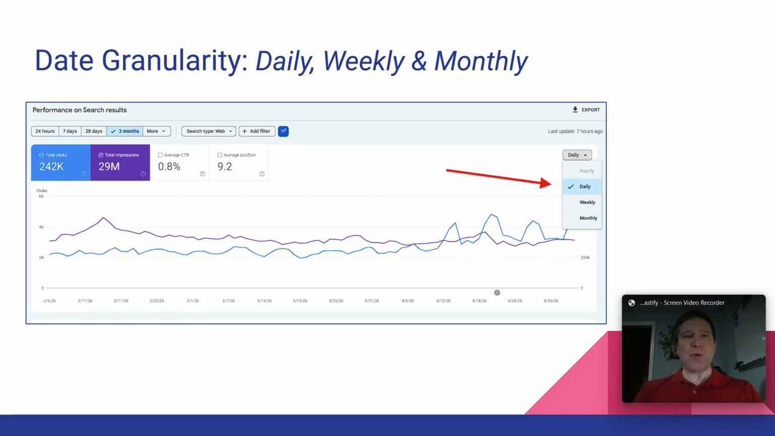So date granularity, if you look on the right-hand side, when you go into the performance report in Google Search Console, you can now choose daily, weekly, or monthly in your date range. It used to always default to daily, and that's all you could see, but now you can see weekly and monthly. I can see that they have a grayed out hourly. I'm not sure how to select that. I didn't dig into that too much, but that's kind of interesting that they have that in there.